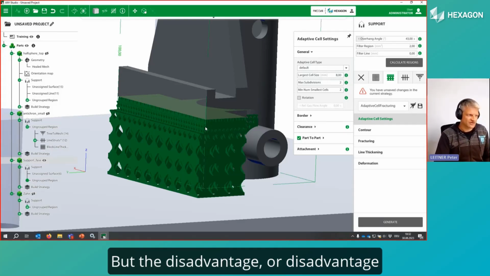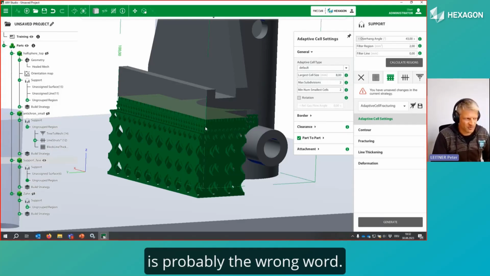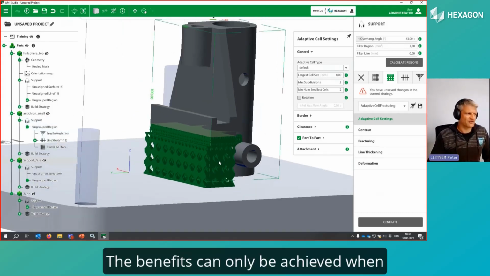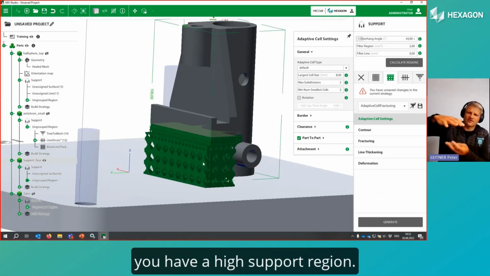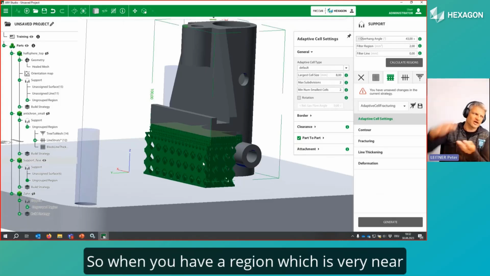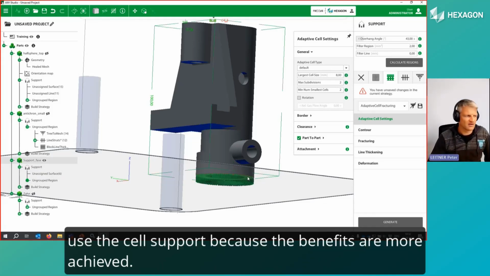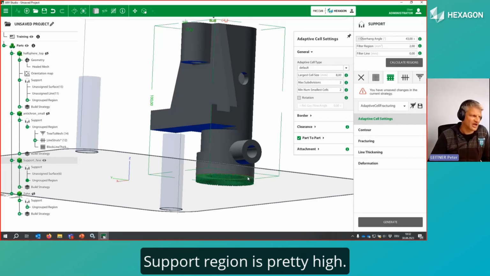But the disadvantage, or disadvantage is probably the wrong word. The benefits can only be achieved when you have a high support region. So when you have a region which is very near to the base plate, it doesn't really make sense to use the cell support. Because the benefits are more achieved when the support region is pretty high.